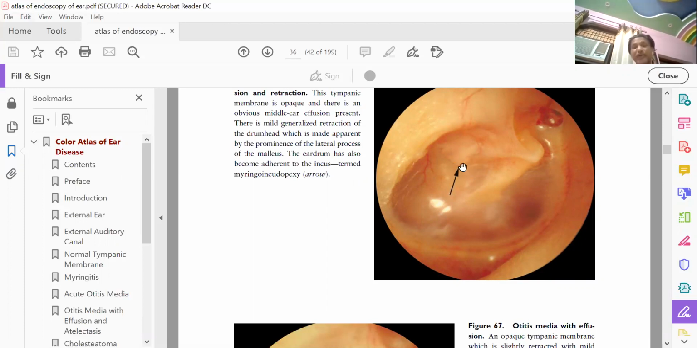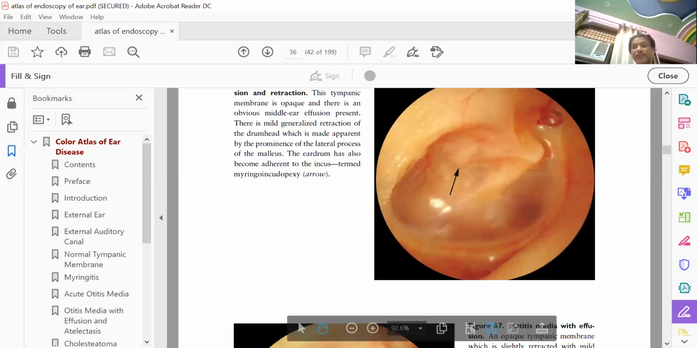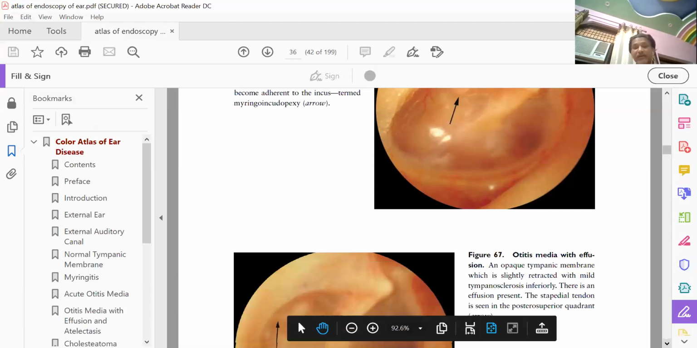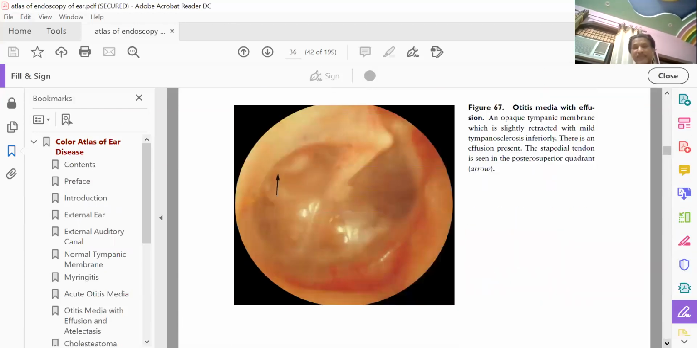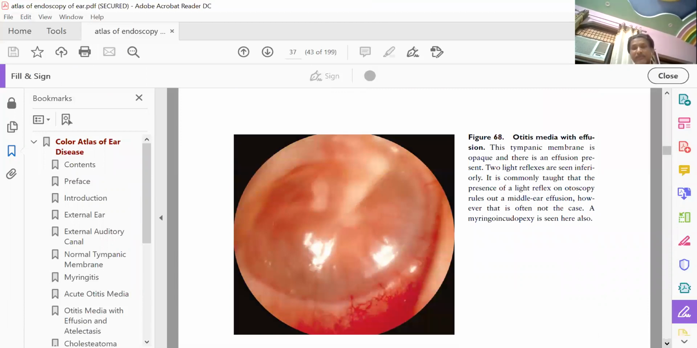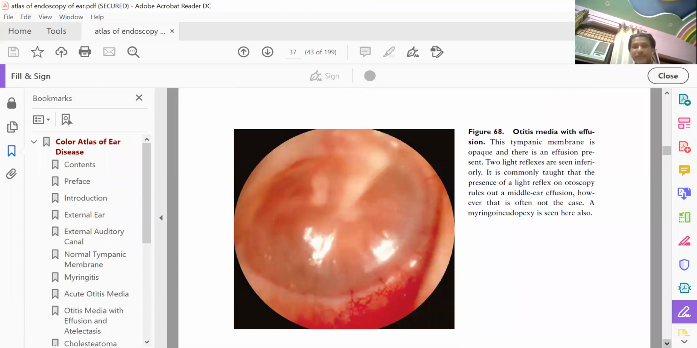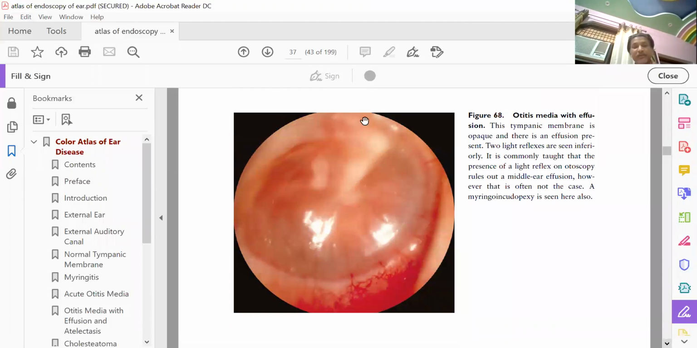So in the majority of retraction pocket cases, there will be avascular necrosis of the long process of the incus, and there will again be a discontinuation of the ossicles, and the patient will have a conductive hearing loss. So this is again a very initial kind of retraction. This is again an amber color looking tympanic membrane.